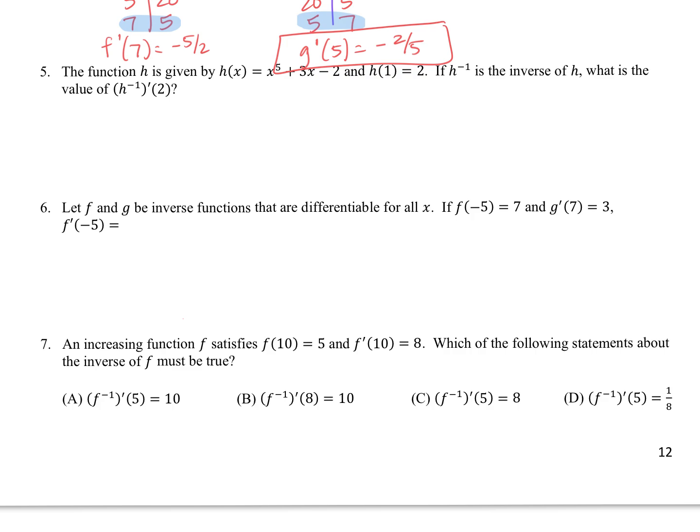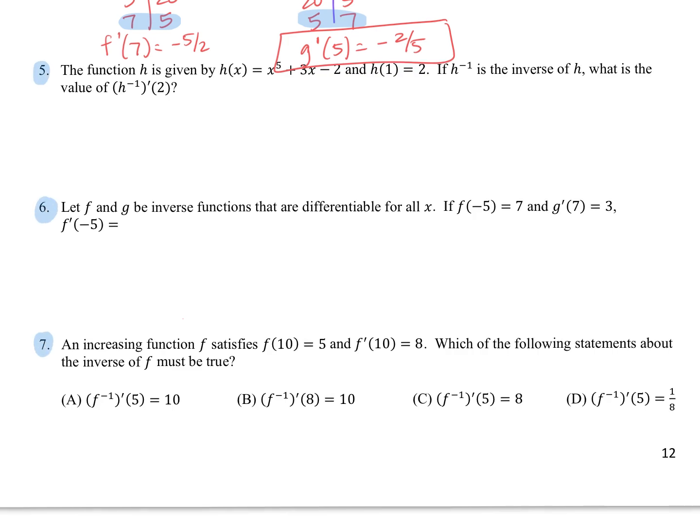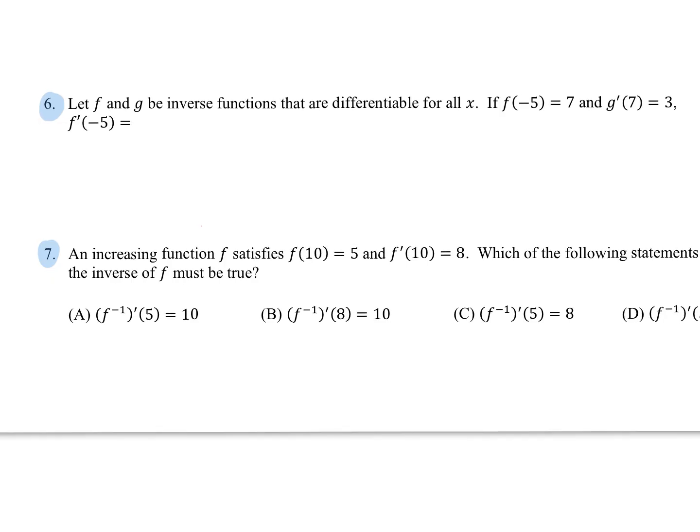Keep the negative if it's there. Let's see. We're going to skip 5. We're going to come back to 5 the last. We're going to do 6, then 7, then 5. Here we go. Let's do 6. They said f has the point (negative 5, 7). It says g is its inverse. g then has the point what? (7, negative 5).